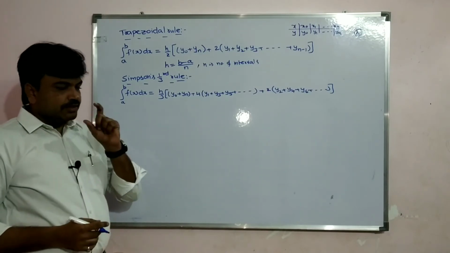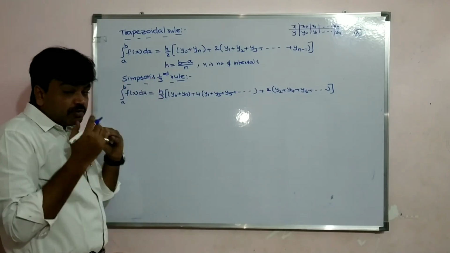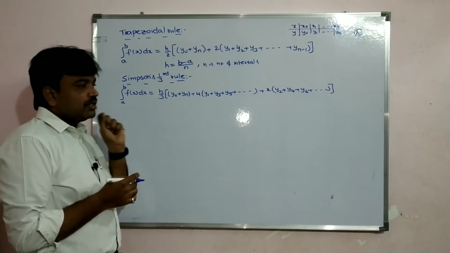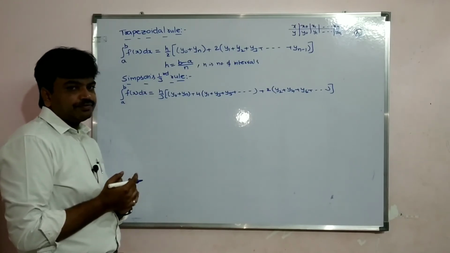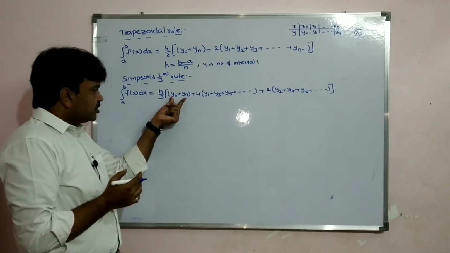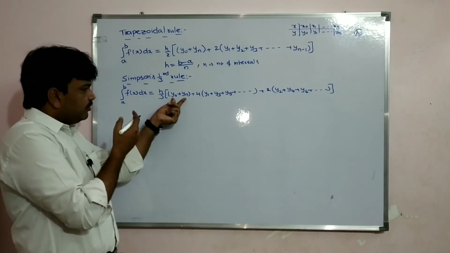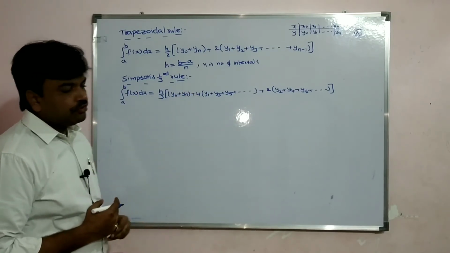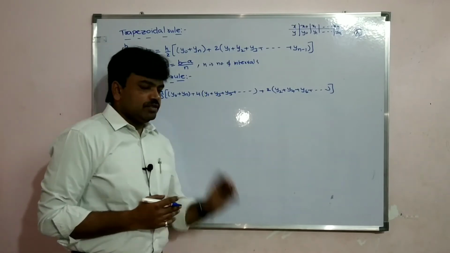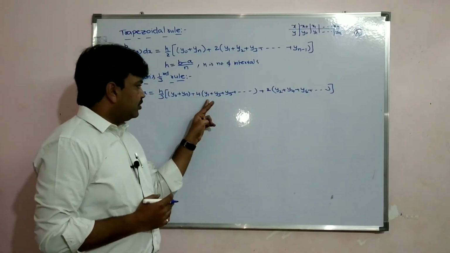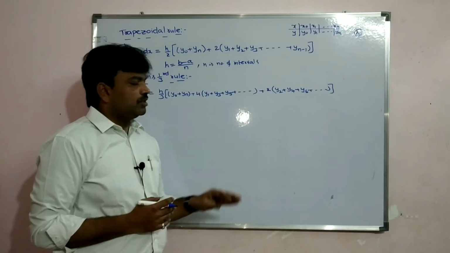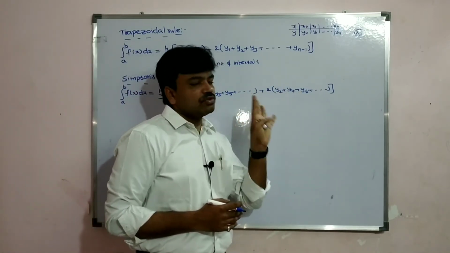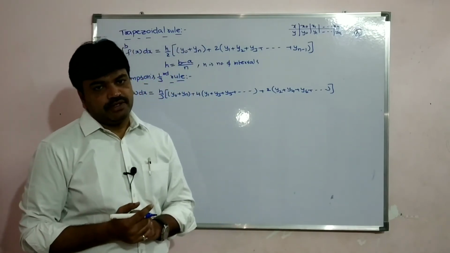Okay, students, once again, Simpson 1/3 rule. How can we remember? We have 1/3, so h by 3. What are the first terms, students? Initial value and final value. Plus 4 into odd terms, y1 plus y3 plus y5 plus and so on, plus 2 into even terms, y2 plus y4 plus y6 and so on. We can easily remember, students, in this way.